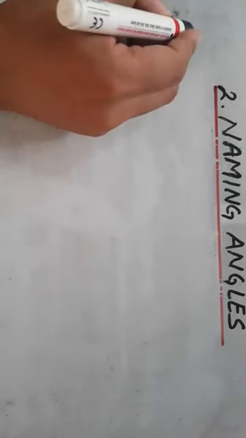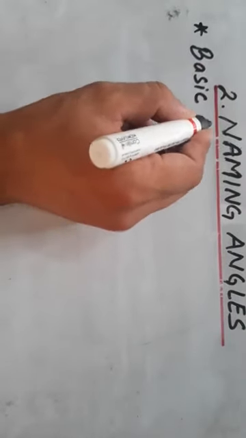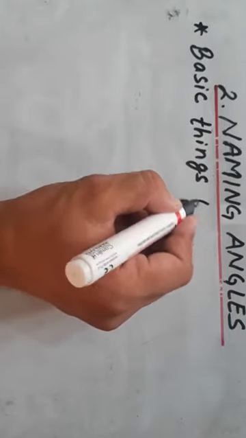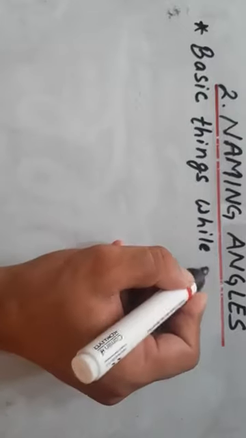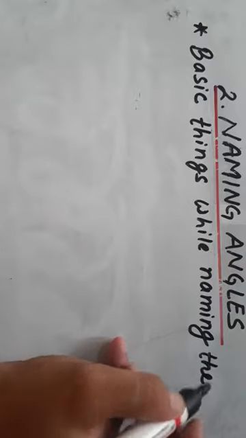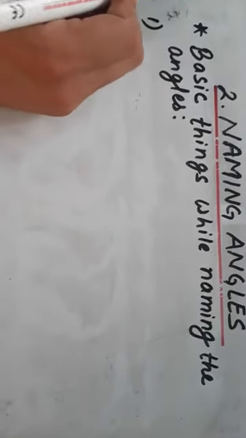So students, please look at the board. Some basic things while naming the angles. The very first point which we need to consider while naming the angles is the symbol of the angle, that is, how can we denote the angle.